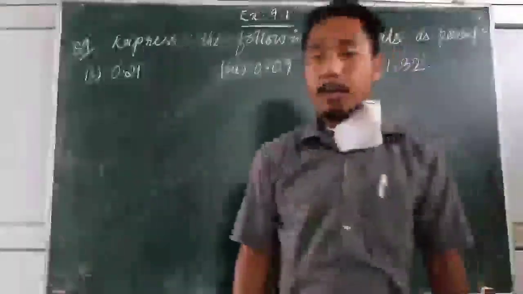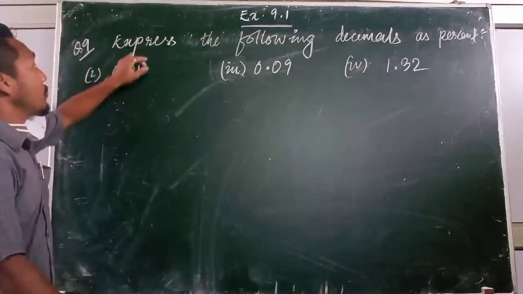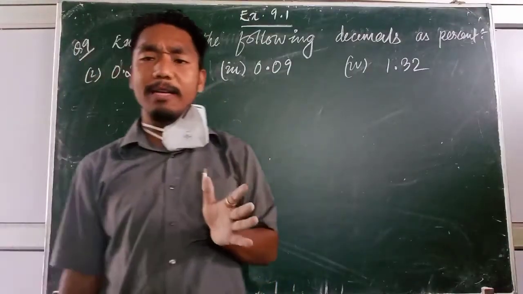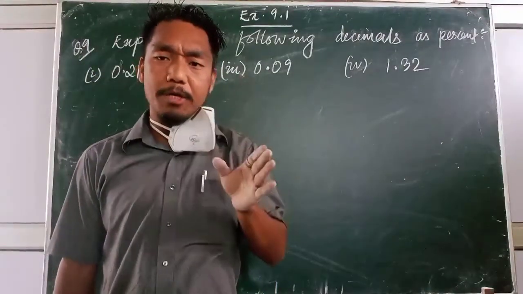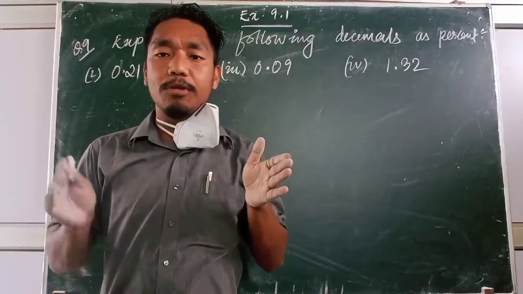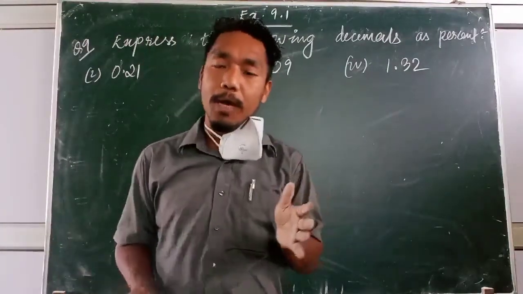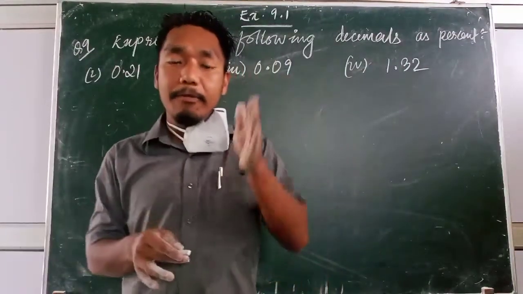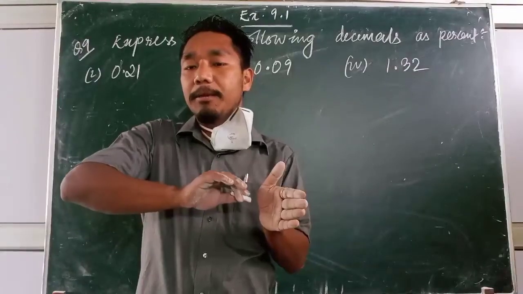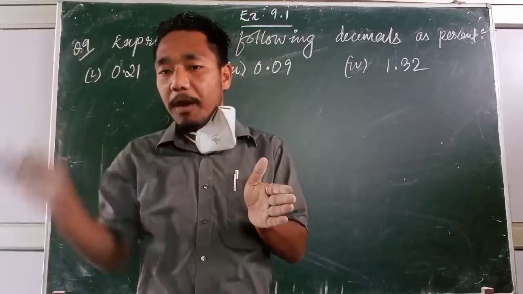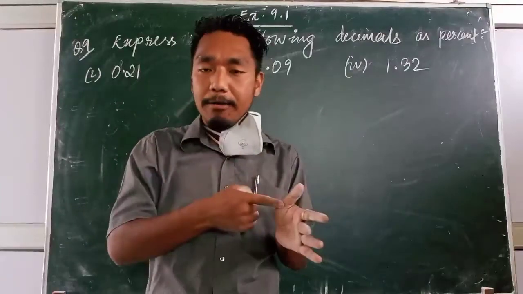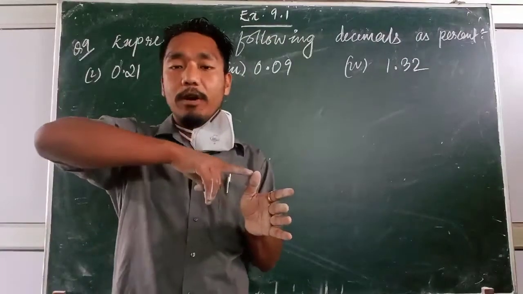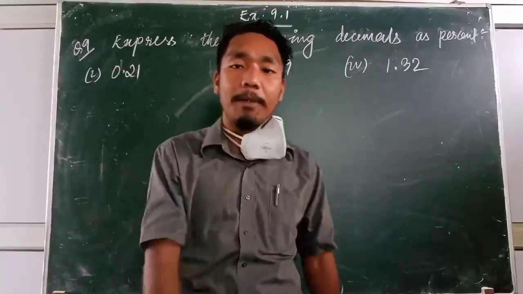Okay. So here you see the same question series: express the following decimal as a percent. Remember always, whenever you are going to convert from percentage to fraction, percentage to decimal, or percentage to ratio, you always have to divide by 100. But if a fraction is given and you have to convert it into a percentage, then you have to multiply by 100. If a decimal is given and you are asked to convert it into a percentage, then you have to multiply by 100.